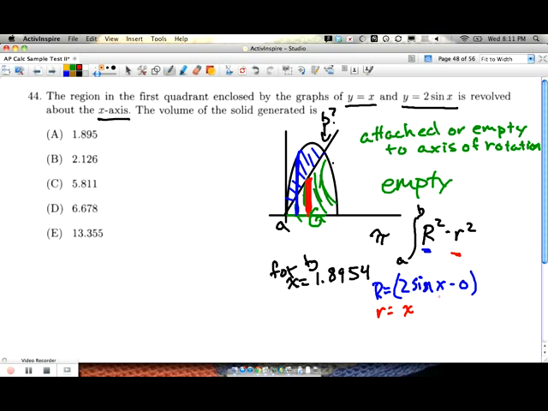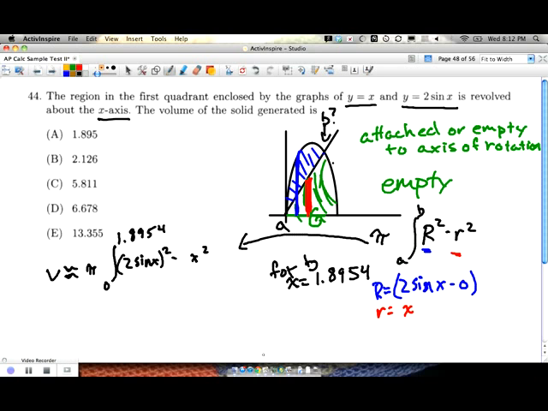And little r is equal to just x. So if we're trying to find this integral then, if we simplify that, the volume is equal to pi times the integral from 0 to 1.8954, approximately. We should say this is the approximate volume. Times R squared, which is going to be 2 sine of x quantity squared, minus little r squared, which is just x squared.